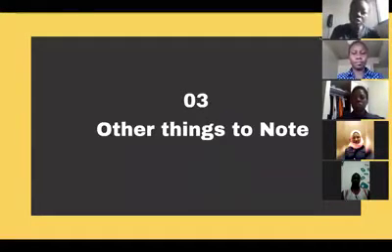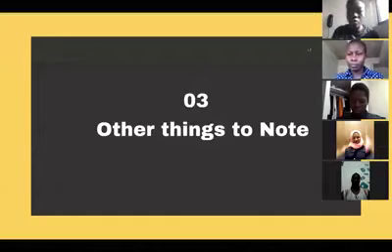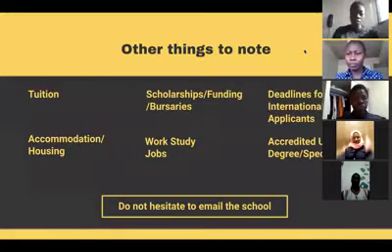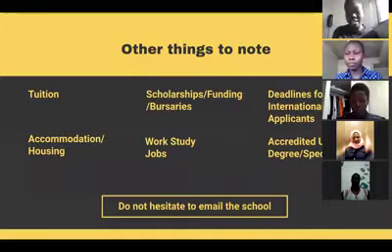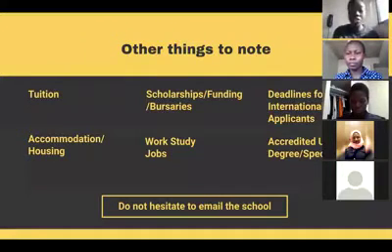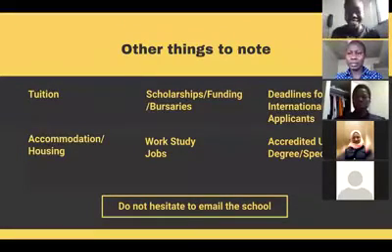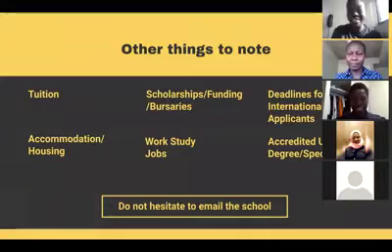So I'll just be moving on to other things that we need to note when making applications to schools. The first thing that we need to note is tuition. Many people get excited about traveling abroad, making applications to schools or universities abroad, and they forget to look at the tuition fee before applying. They just go all the way to apply without actually checking how much the fees are. So it's very important for you to compare prices with other schools before you apply.